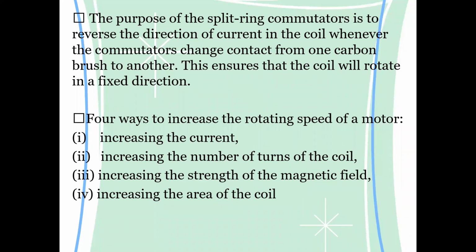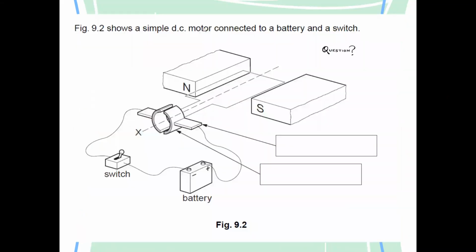Now some questions related to DC motor. As you can see, figure 9.2 shows a simple DC motor which is connected to a battery and a switch. So you can see a permanent magnet is there. These are the split ring, and next to split ring are the carbon brushes. There's a battery and a switch. So we have to complete the boxes.